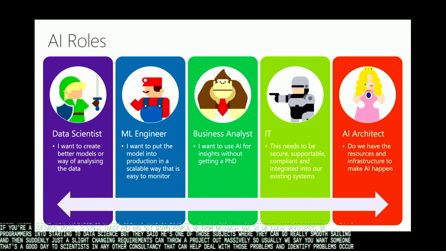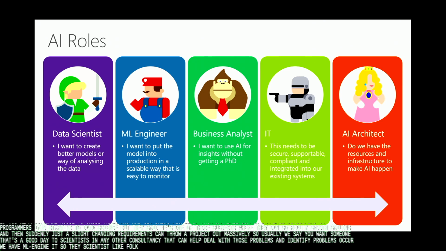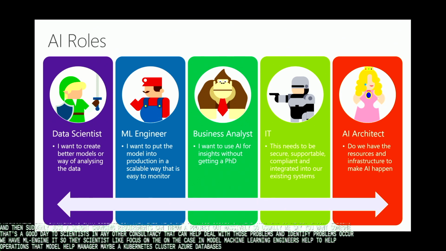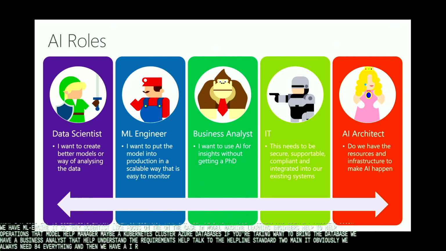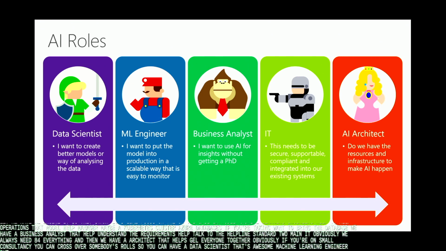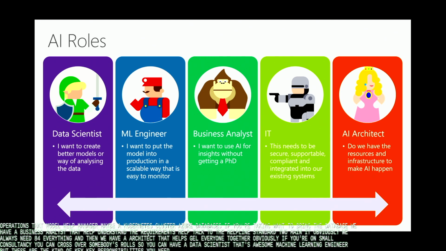And then we have ML engineers. Data scientists like to focus on creating the model. Machine learning engineers help to operationalize that model, help manage maybe your Kubernetes clusters, your databases, if you're taking a model and deploying it. We have our business analysts that help understand the requirements, help understand the domain. IT, obviously, we always need IT for everything. And then we have our AI architect that helps gel everyone together. So all of these are pretty key. Now, obviously, if you're in a small consultancy, you can cross over some of these roles. So you could have a data scientist that's also a machine learning engineer. But these are the kind of key responsibilities you need within a machine learning project.